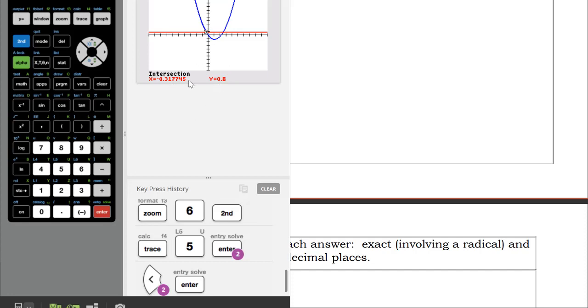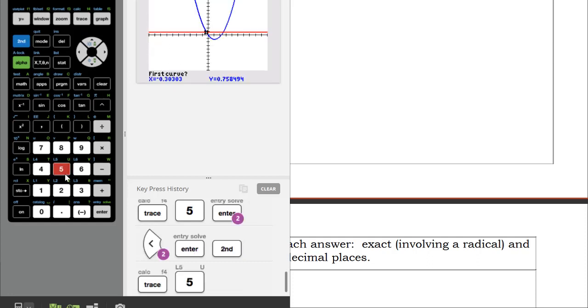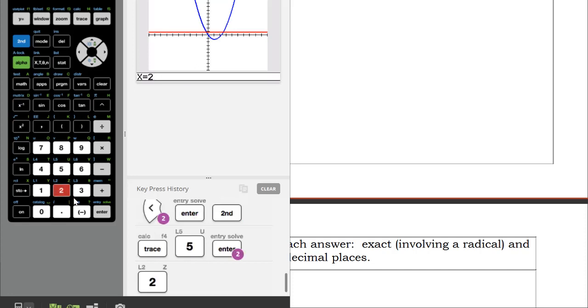And boom! Are you surprised? Y is 0.8. That's what it said for the second equation, right? Let's do that again. It was so much fun. Second, calc, intersect, first curve, second curve. Now for our guess, you could use right arrow, right arrow, right arrow, but let's try this. I think it works. Type in 2, enter, and it moves it faster, doesn't it? So it's close to 2, and there it is again, 0.8, but the new x value.